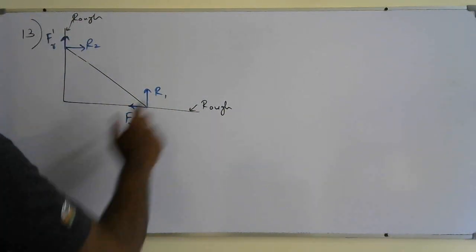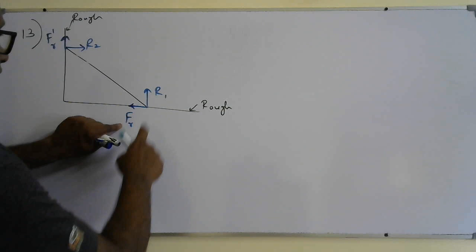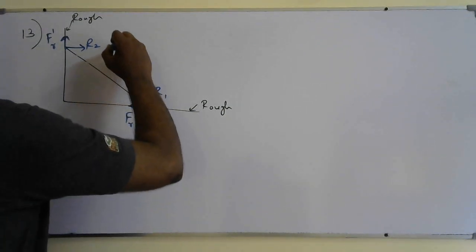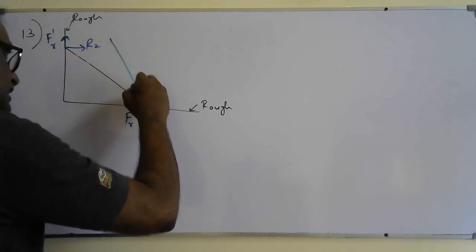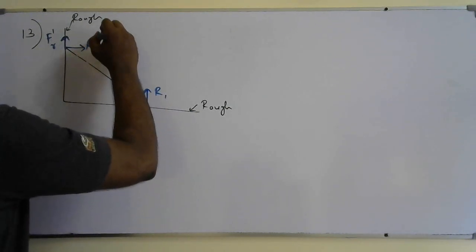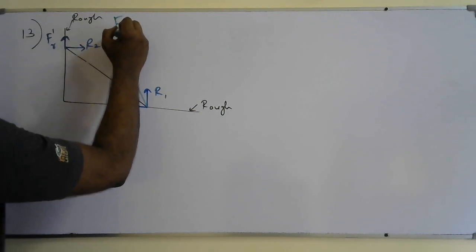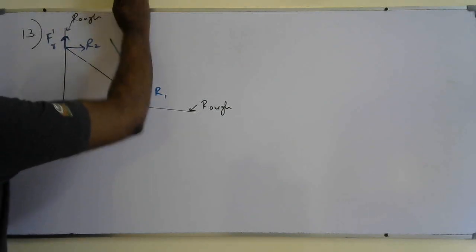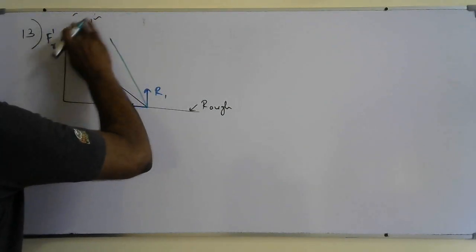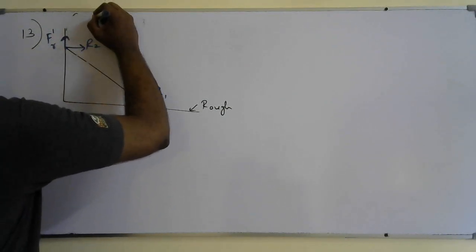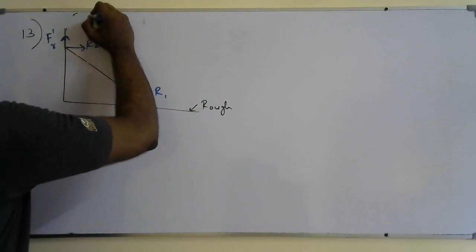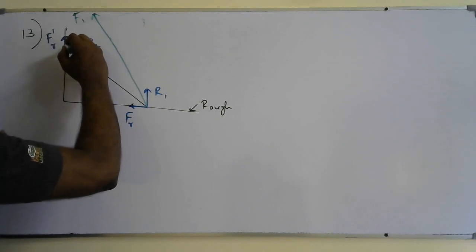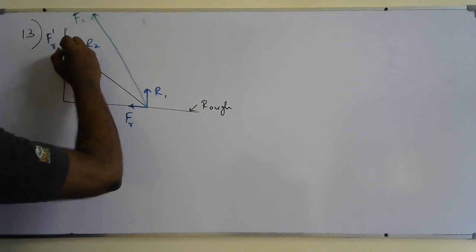Now these two can have a resultant. Fr and R1 will have a resultant. So that resultant may be along this way. The resultant of these two may be acting along this direction. Let it be F1. The resultant of these two also might be acting this direction. Resultant of these two will act along this direction, F2.